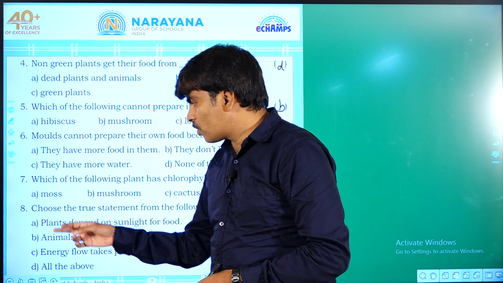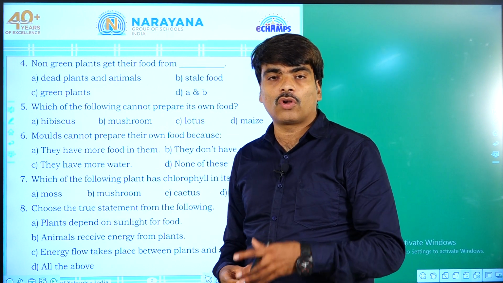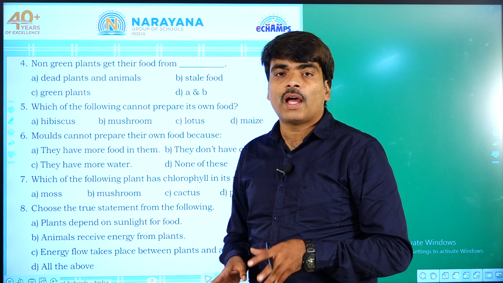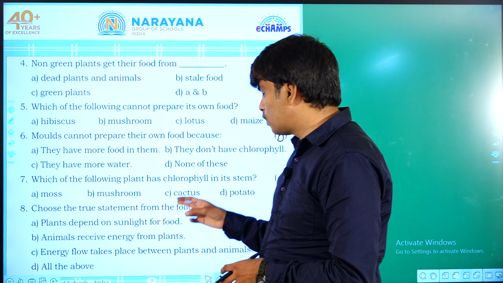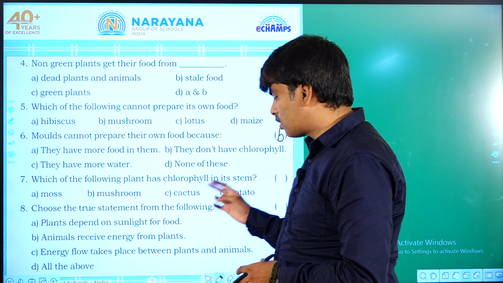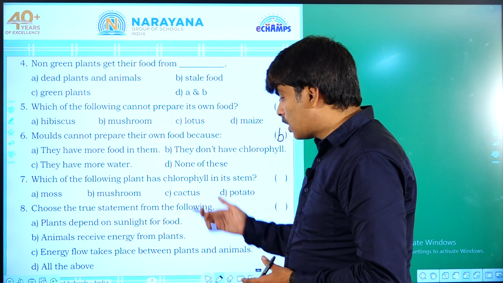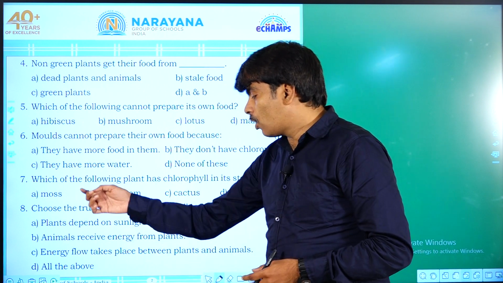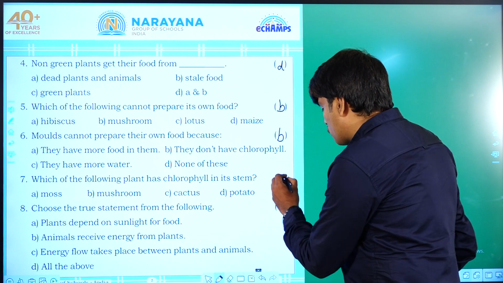Now moving on to the seventh question. Which of the following plants have chlorophyll in its stem? Some plants have chlorophyll in their stem, because of which the stem appears green in color, and photosynthesis is carried out in the stem. The options: moss, mushroom, cactus, potato. Moss is a non-flowering plant, mushroom is a non-green plant, cactus is a desert plant, and potato is an underground stem. Our option is cactus, which has a green stem. So option C.